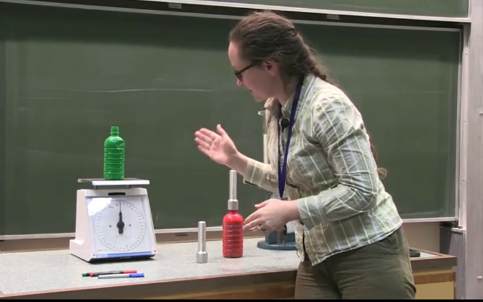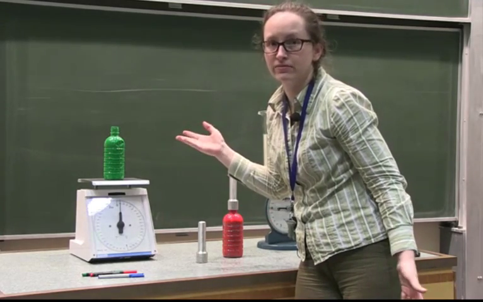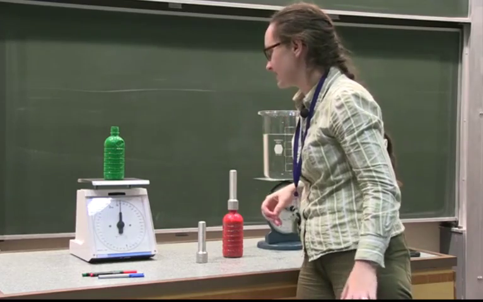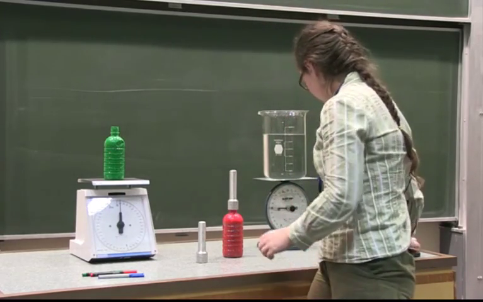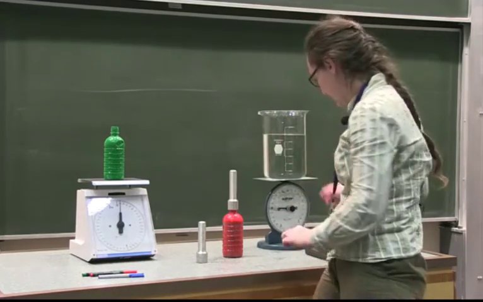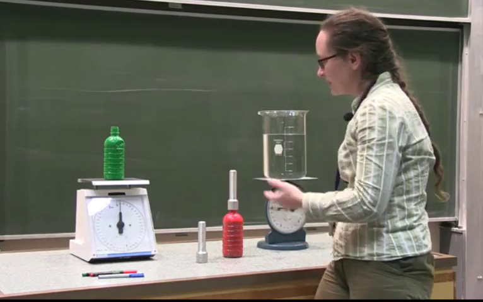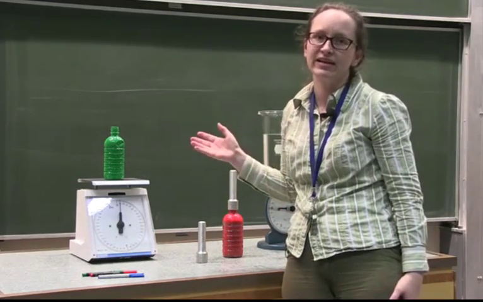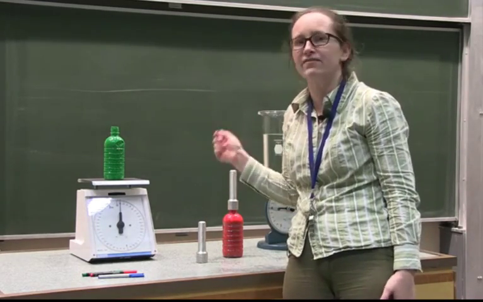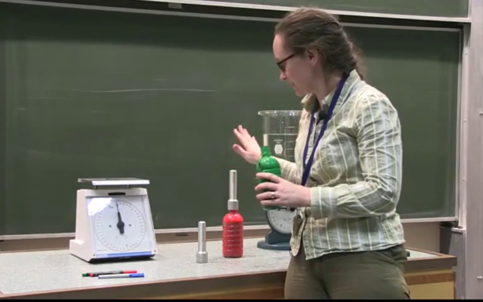The mass of this one is 30 grams. So 30 grams divided by 600 millilitres. So 30 grams divided by 0.6 litres gives us 50 grams per litre or 0.05 kilograms per litre. So this one is much less dense than this one.